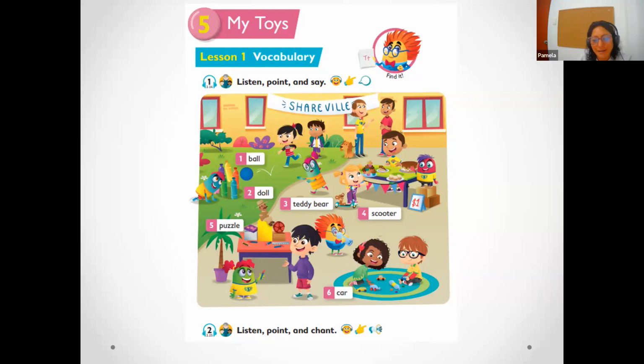Pamela? Yeah. Well, in my case, I would use the magic box, where I can put different toys. So I can ask my students to grab one of them and say, oh, this is a ball, one by one. Then I can put all the toys together and ask them to reinforce the vocabulary. I can ask them what is this and that, something like that, and repeat after me. And then as a production, I can ask them to draw themselves with their favorite toys.